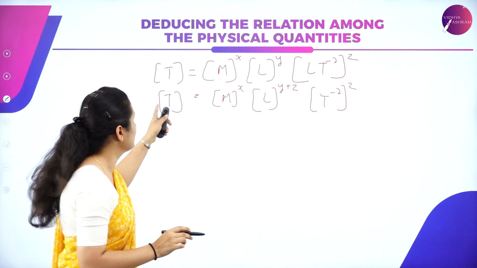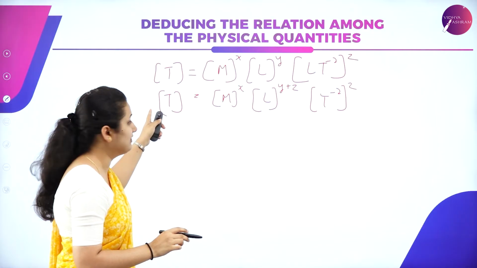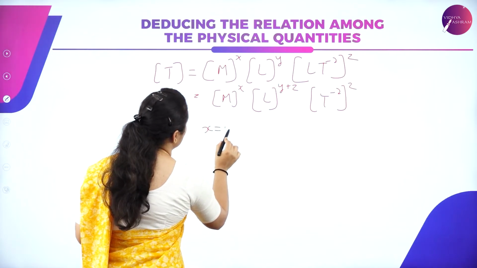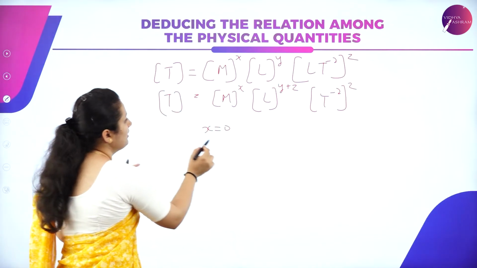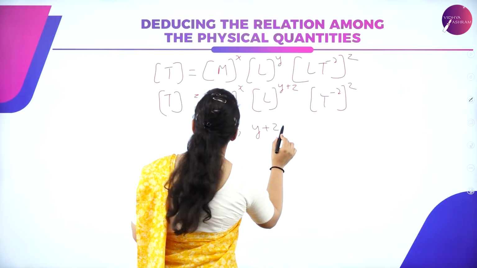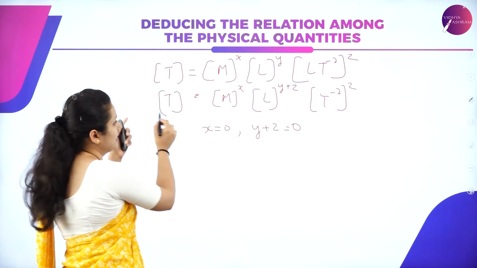L and M is 0. They have 0 dimension in length and mass. So X will be equal to 0 because there is no M here. What is Y plus Z? That will be equal to 0 because there is no length term here.